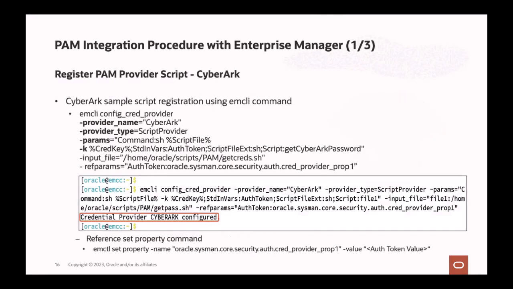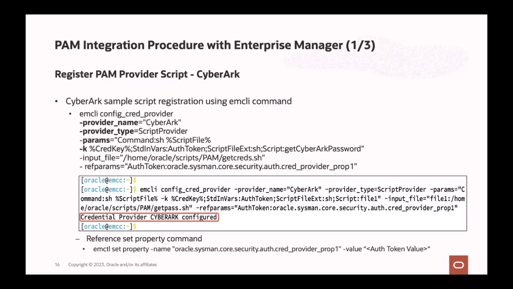So let's go through one example. Here, I've taken CyberArk as a sample, with a registration script which we will register using EMCLI. In the EMCLI command, the provider name I have used is CyberArk. This can be any name depending upon your PAM provider in your environment. And then there is a parameter called provider type. Here we are calling it script provider. This specifies that we are going to use a script to retrieve the credentials from the PAM system.